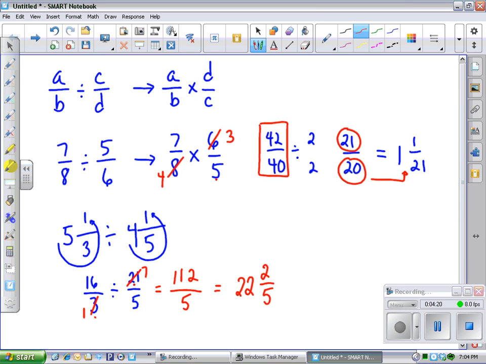Again, if you didn't reduce that 21 and 3, you would just have much larger numbers that you would have to then reduce a little further.